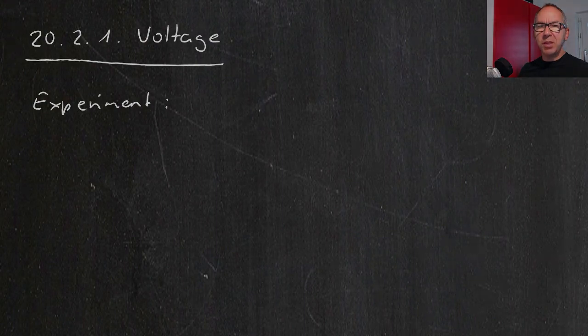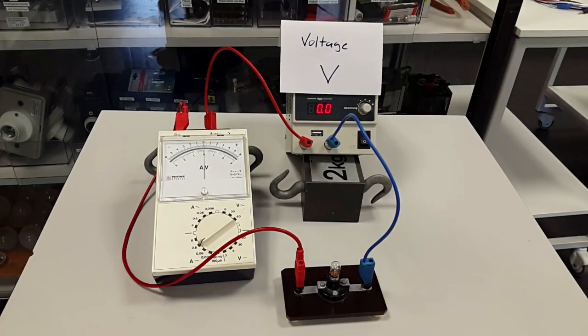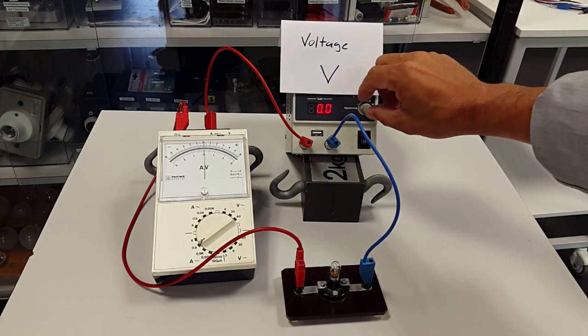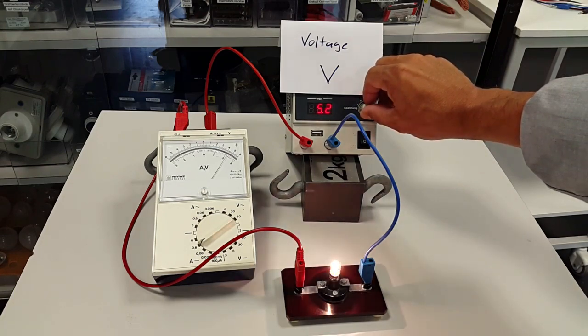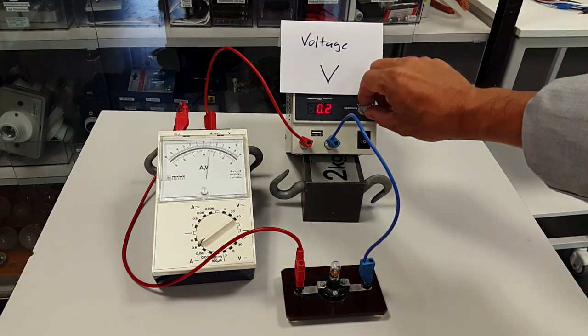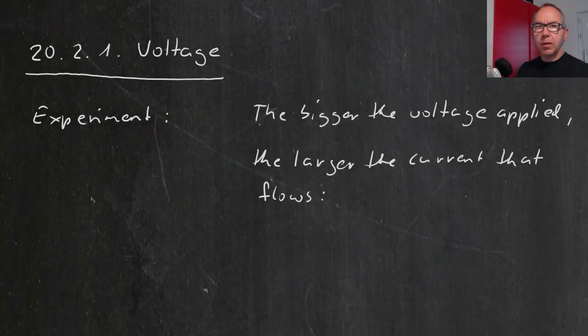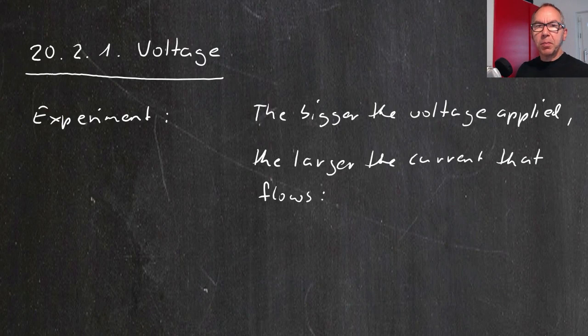Let's start with an experiment. We have an electric circuit. My hand is on the knob changing the voltage, and we can measure on the instrument on the left, the ammeter, the current that flows. We have seen the bigger the voltage applied, the larger the current that is flowing through the bulb. So I is proportional to V.